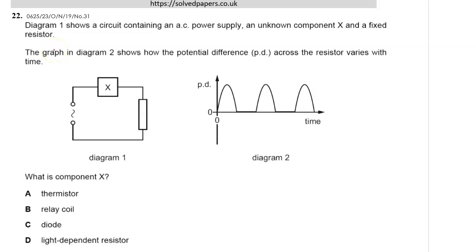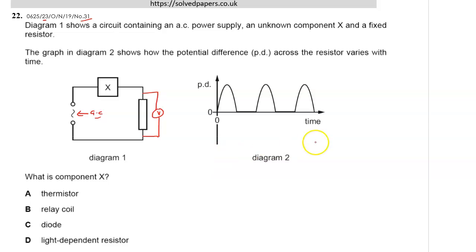Question number 22, of course, was from variant 2-3. This was question 31. Diagram 1 shows a circuit containing an AC power supply. This is how we show AC, the symbol of AC, an unknown component X, and a fixed resistor. This is a fixed resistor. Diagram 2 shows how the potential difference across the resistor varies with time. If you connect a voltmeter here, then you take the readings of the voltmeter with time, this is the PD, how it will vary.